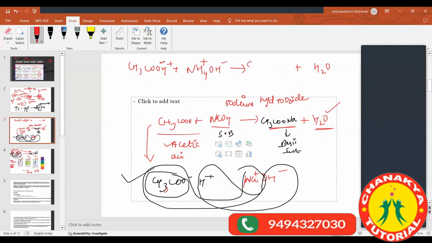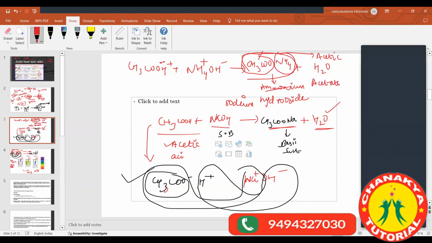CH3COO and NH4. Yeah, the name of this, as Charvik said, will be ammonium acetate. This is the acetic group, this is the ammonium group. So combined they form ammonium acetate.